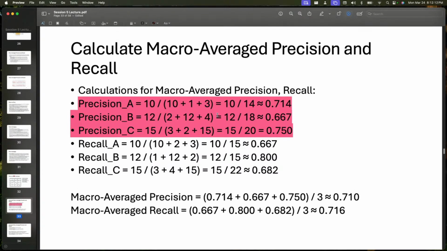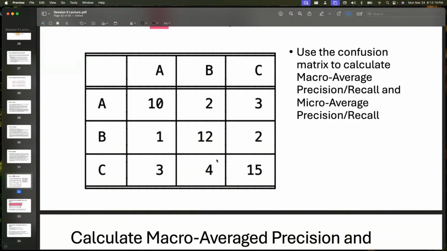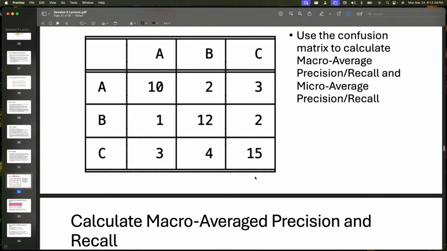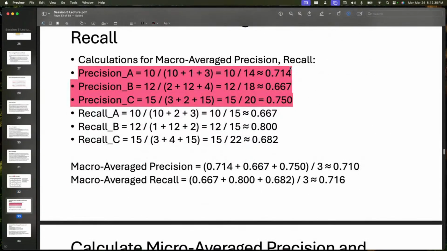We can do the same with B, calculating the precision of B with this slice: 12 over 12 plus 2 plus 4. And for C, 15 over 15 plus 2 plus 3. So we have our precision here. We can calculate our recalls. If we're looking at macro average, we can take the average of all of these things. So we can take 0.714 plus 0.667 plus 0.750. Add them all together, divide them by 3. This is our macro average.